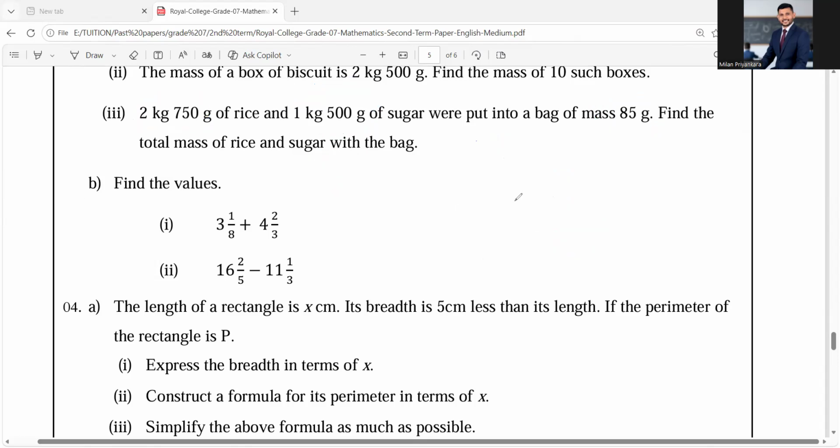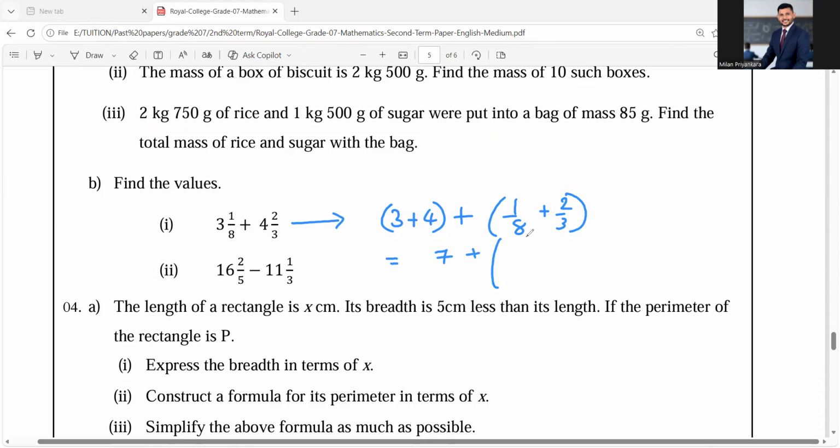And then we go to part B, find the values. Here, it's very simple. Here you can first add the whole numbers first. I will do this one. Now 3 plus 4 plus 1 over 8 plus 2 over 3. Right, now you can take 3 plus 4 is 7 plus.